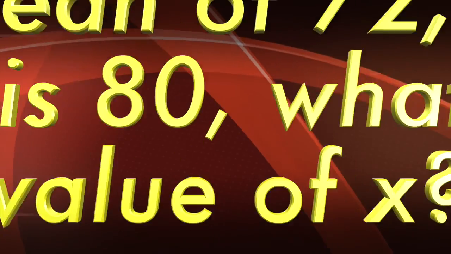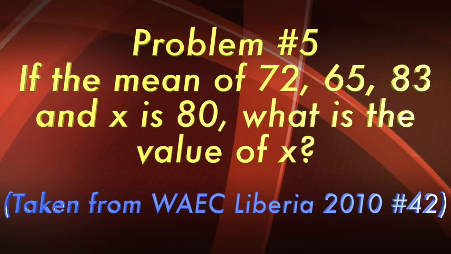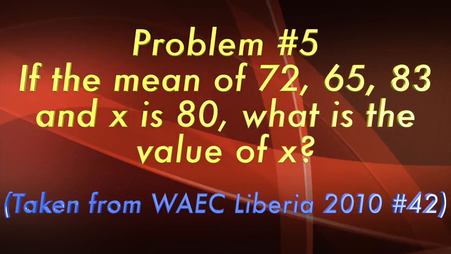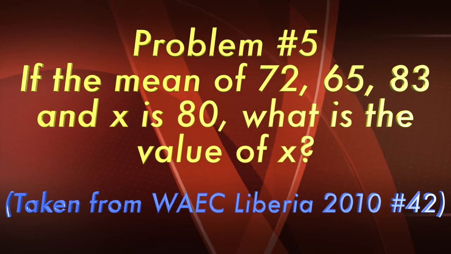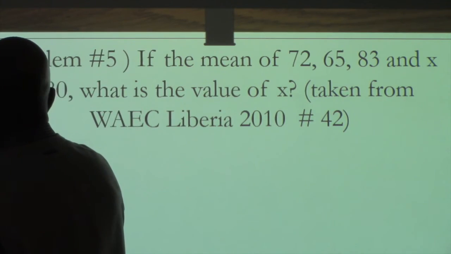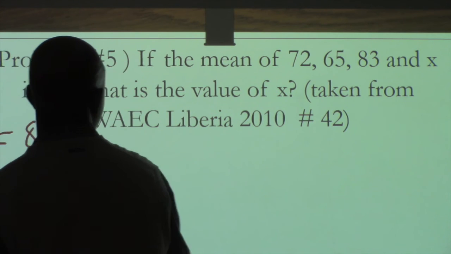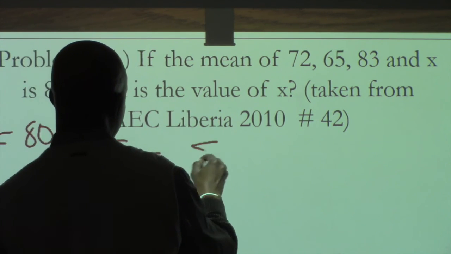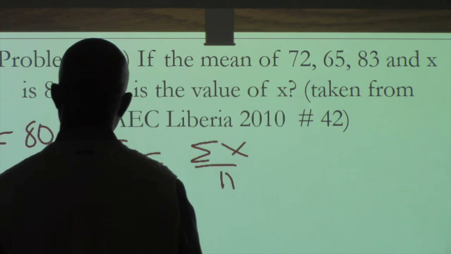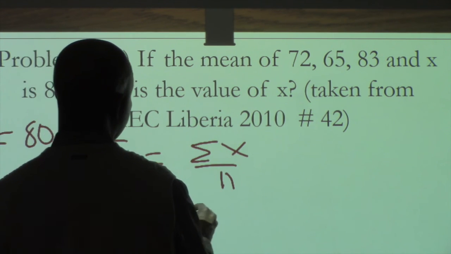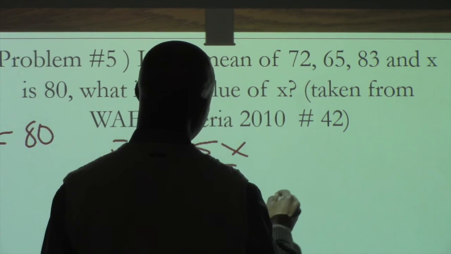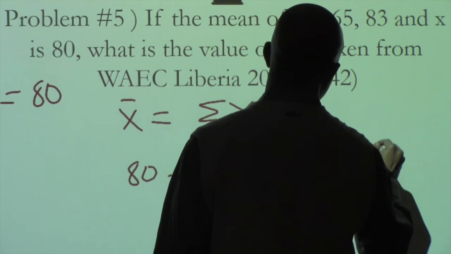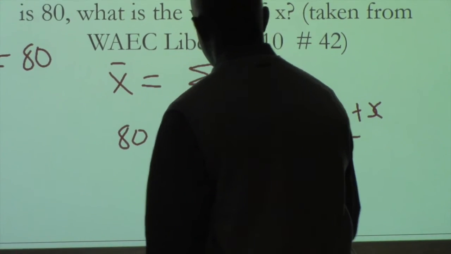Okay, so yeah, this is the mean. These are problems that we've already gone over, so it's not going to be hard. It says the mean of 72, 65, 83, and x is 80. So x bar is equal to 80. What is x? So what I'm going to do is say x bar is equal to the summation of x over n. So it's 80 equals 72 plus 65 plus 83 plus x over 4 is equal to that.